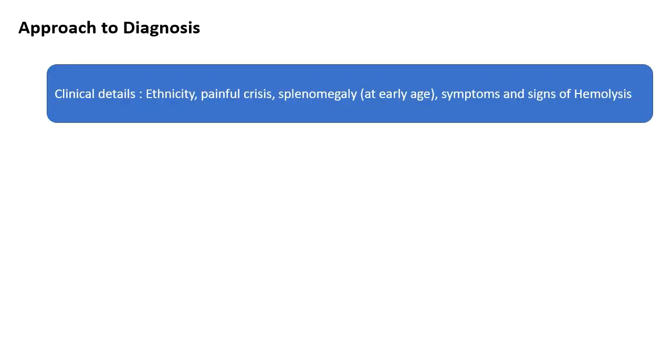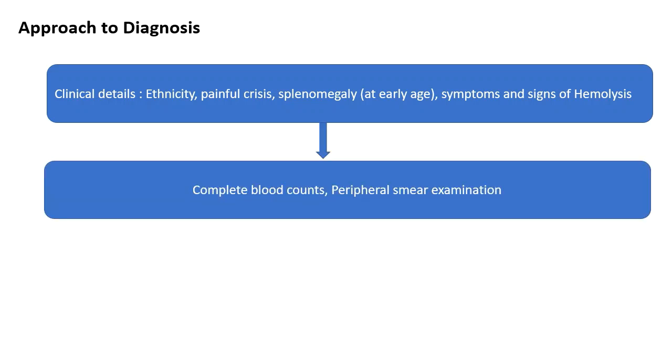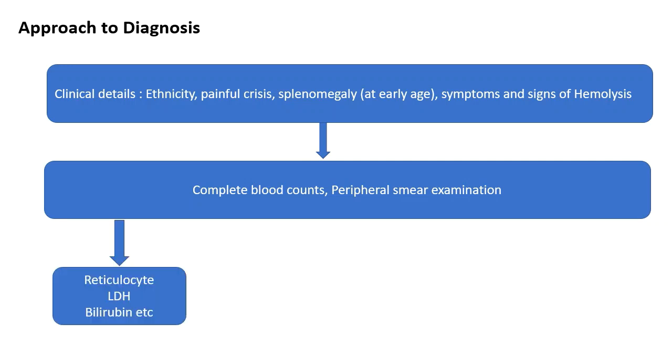Coming to approach to diagnosis, as we all know, the first most important test is history and examination, and again in sickle cell this is true. Clinical details, ethnicity, painful crisis, splenomegaly at early age, symptoms and signs of hemolysis, etc. must be carefully documented, and with a high degree of suspicion, complete blood counts and peripheral smear examination must be asked for. Also, the tests to establish hemolysis such as reticulocyte count, LDH levels, bilirubin, etc.